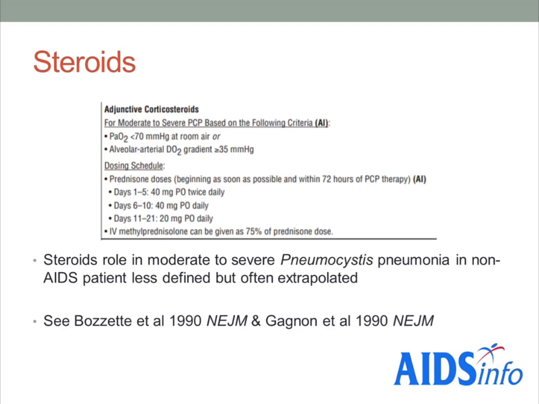For corticosteroids, I think this shows up a lot more on medicine boards, but it's still fair game for ID boards. Having a PaO2 less than 70 on room air or a gradient over 35. The dosing is a lot of it just born out of what was used in trials, but a standard is the 40 milligrams twice daily for 5 days and then de-escalating from there.